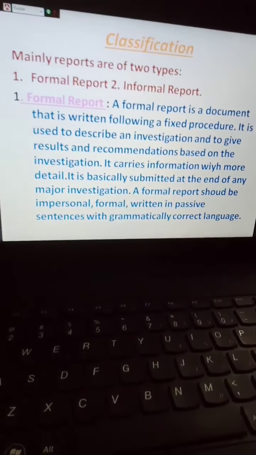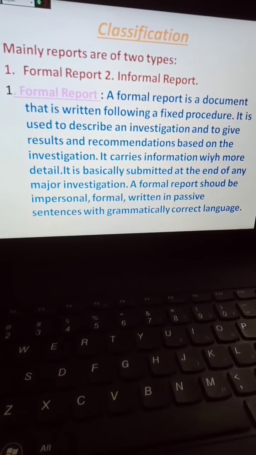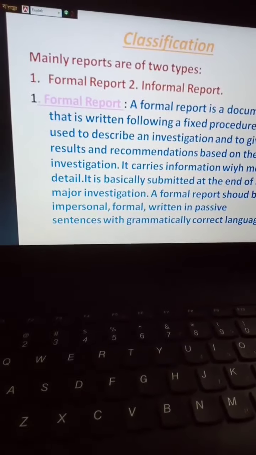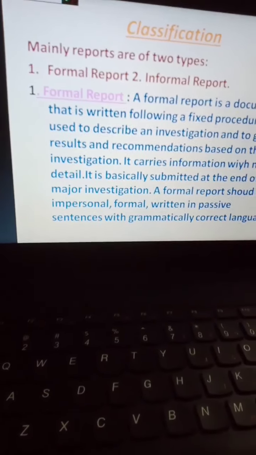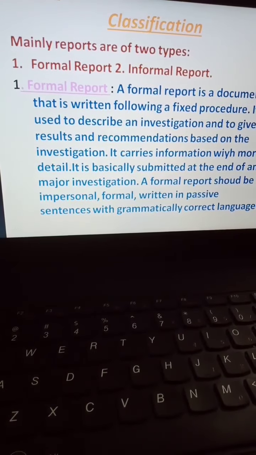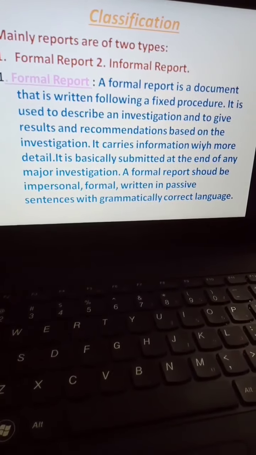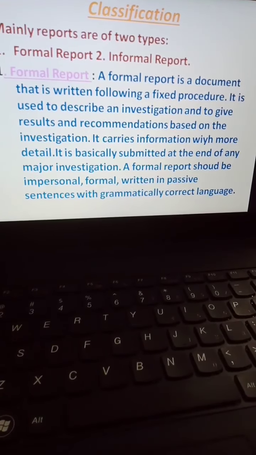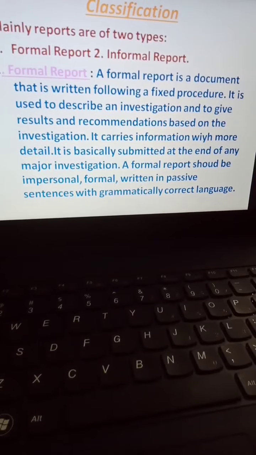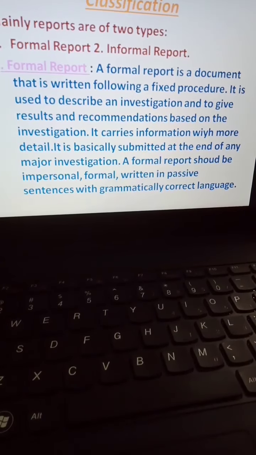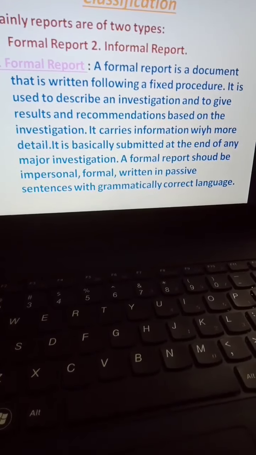Okay. Now let's have a look at the classification. Mainly reports are of 2 types: formal report and informal report. What is a formal report? A formal report is a document that is written following a fixed procedure. So that means it needs fixed rules and regulations.